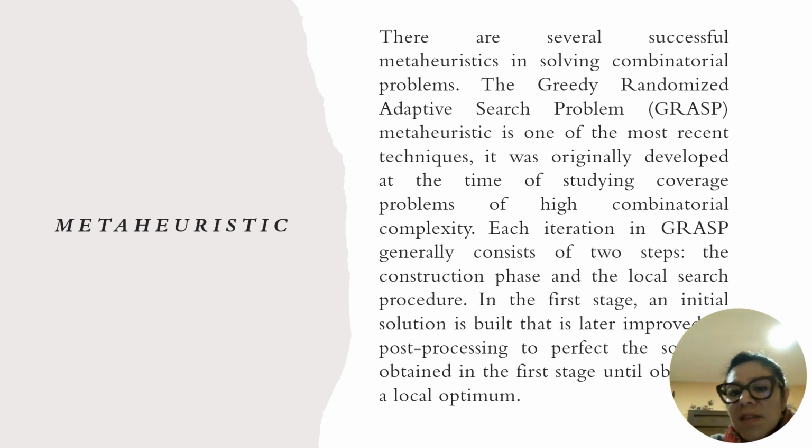It was originally developed at the time of the study of covering problems of high combinatorial complexity. Each iteration in GRASP generally consists of two steps: the construction phase and the local search procedure. In the first stage, an initial solution is built that is later improved in a post-processing to perfect the solution obtained in the first stage until a local optimum is obtained.